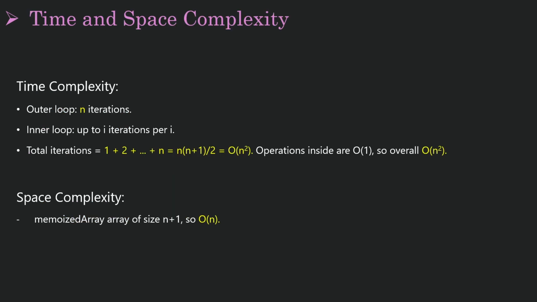Discussing time and space complexity. Time complexity: outer loop, n iterations. Inner loop, up to i iterations per i. Total iterations equals 1 plus 2 plus up to n equals n times n plus 1, divided by 2, which is O(n squared). Operations inside are O(1), so overall O(n squared). Space complexity: memoized array of size n plus 1, so O(n).